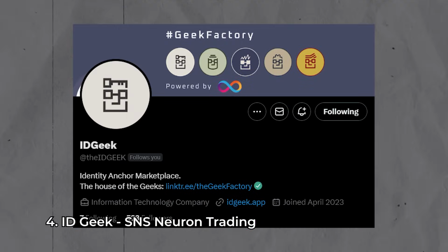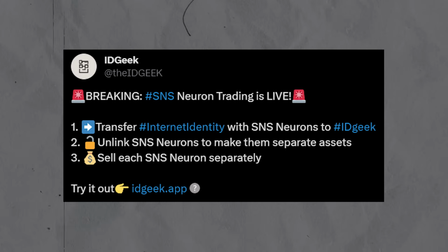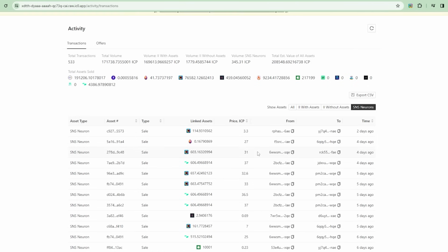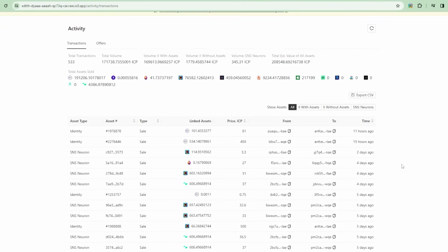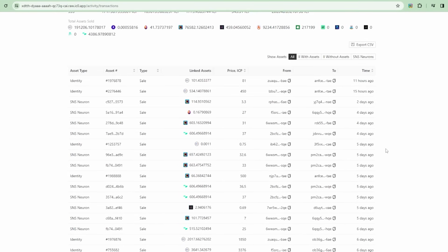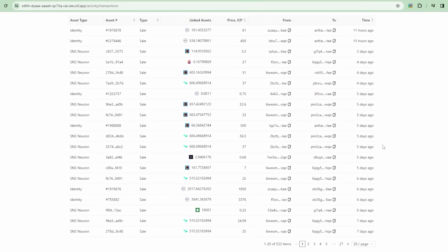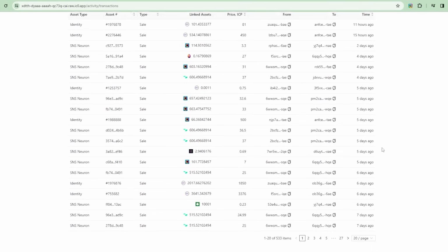We've got a cool update from one of my favorite teams building on the IC. ID Geek announced that you can now unlink SNS neurons and sell them on the website. There have been quite a few SNS neurons sold, and for anyone wondering the reason why someone would want to sell those SNS neurons is because they don't want to have to wait the required amount of time until the tokens unlock, so they're willing to sell them at a discount to get their liquidity immediately.